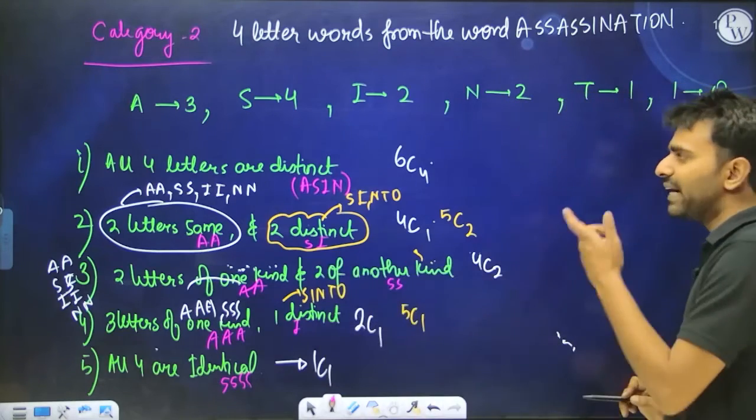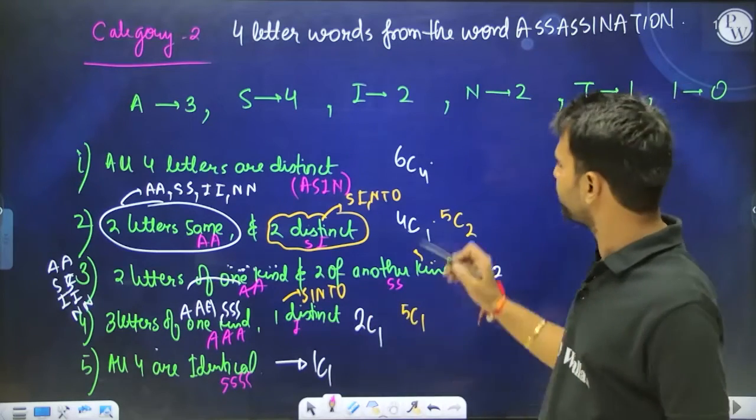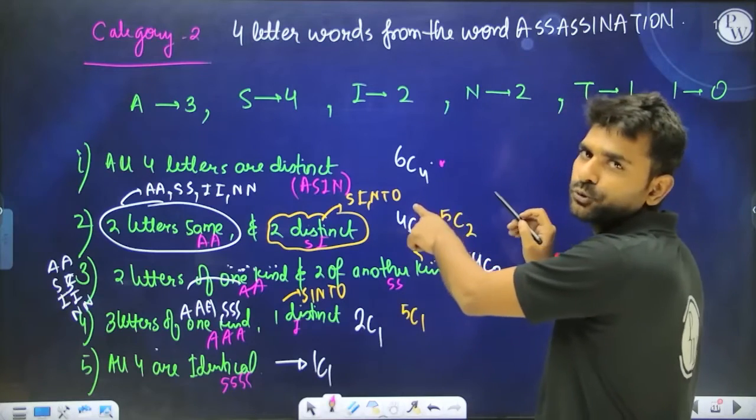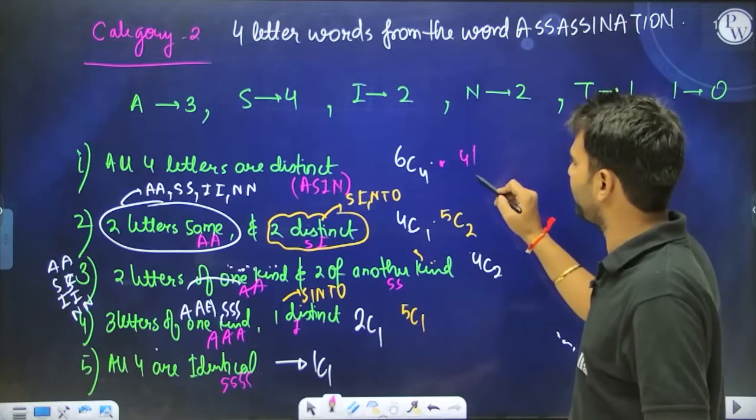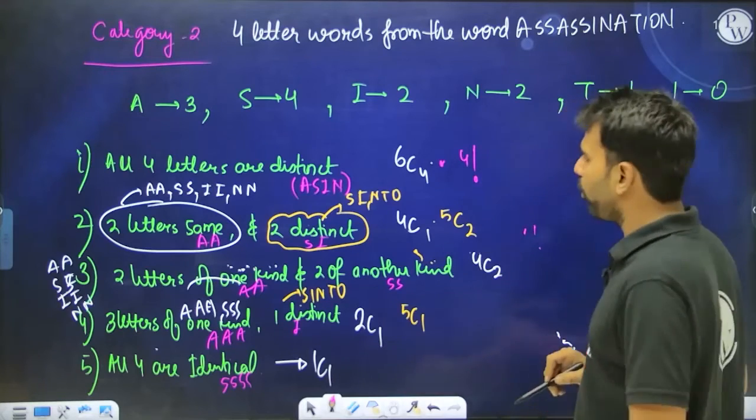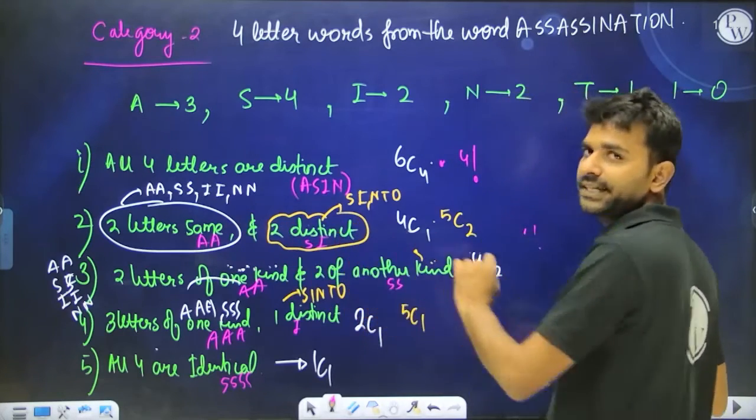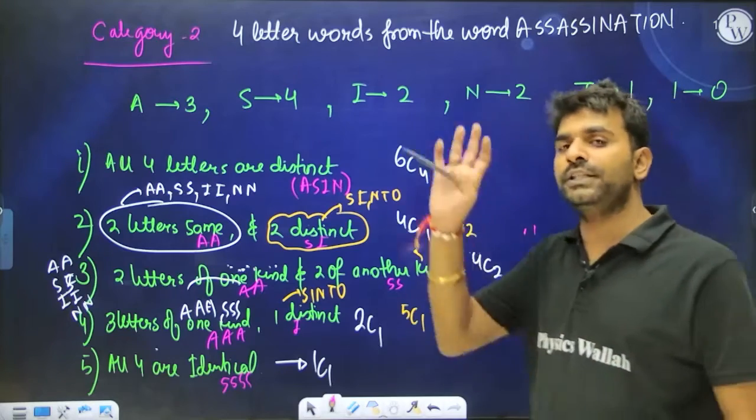Okay. Now the moment I have done the selection, I need to arrange these things. So these are 4 different things I have chosen. In how many ways can I arrange 4 different things on 4 different places? 4 factorial ways. Okay, over here 2 things are same and 2 are distinct, and I need to arrange these 4 things on 4 places.